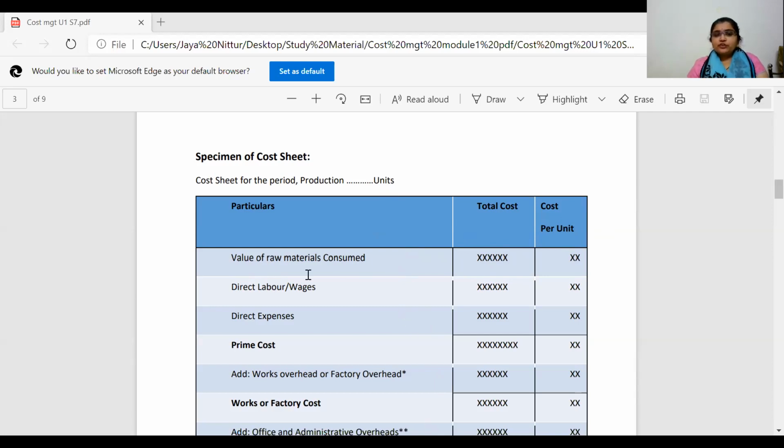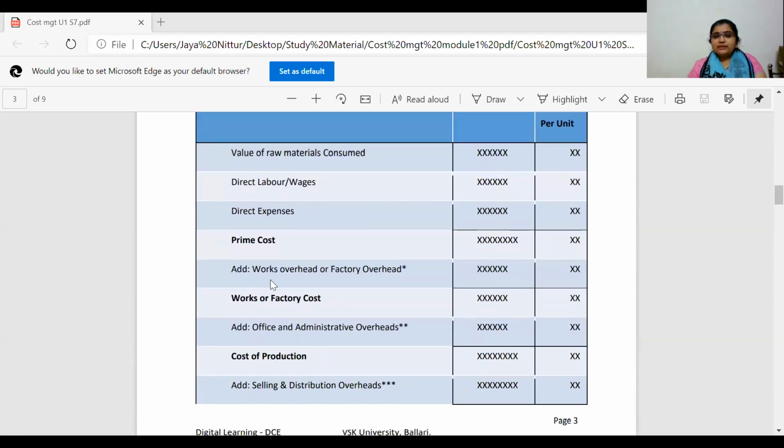Here is the value of raw materials consumed, that is, direct raw materials. We can say direct labor and direct expenses. These items are concluded as prime cost. To this we need to add factory overheads or works overhead. After that we get the works or factory cost. After getting the works cost or factory cost, we need to add office or administrative overhead. After adding the administrative or office overhead, we get the cost of production.